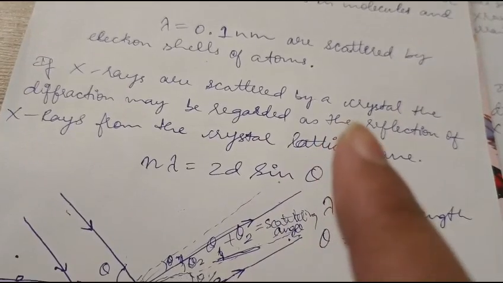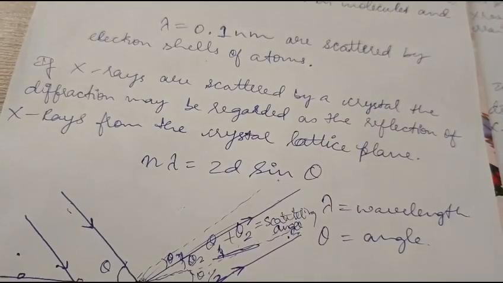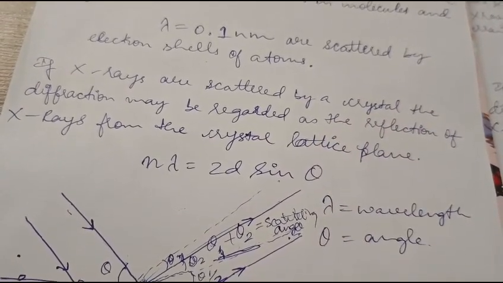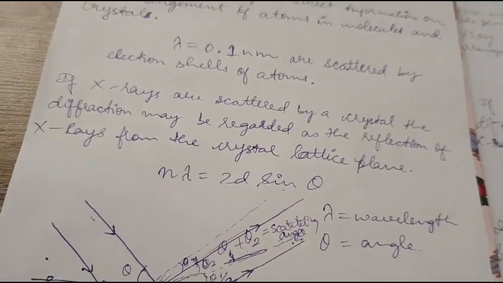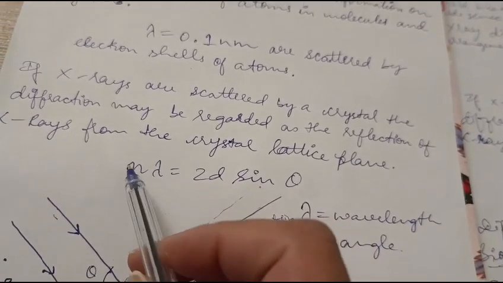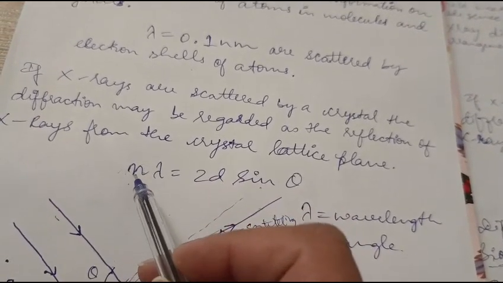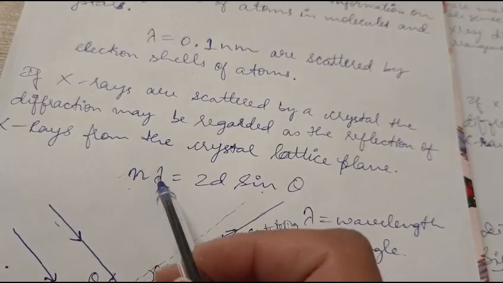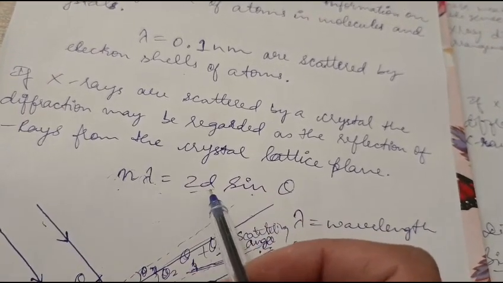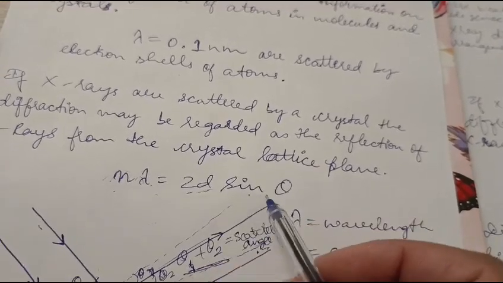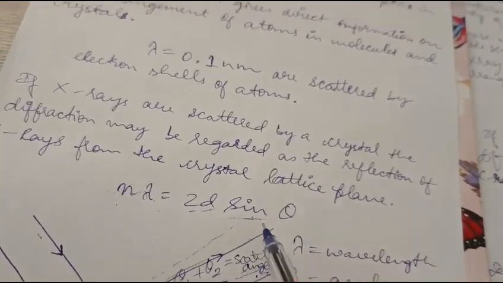If X-rays are scattered by a crystal, the diffraction may be regarded as the reflection of X-rays from the crystal lattice plane, and a formula is given for it: the number of wavelengths times the wavelength itself gives twice the distance d with sine theta, which is an angle itself.